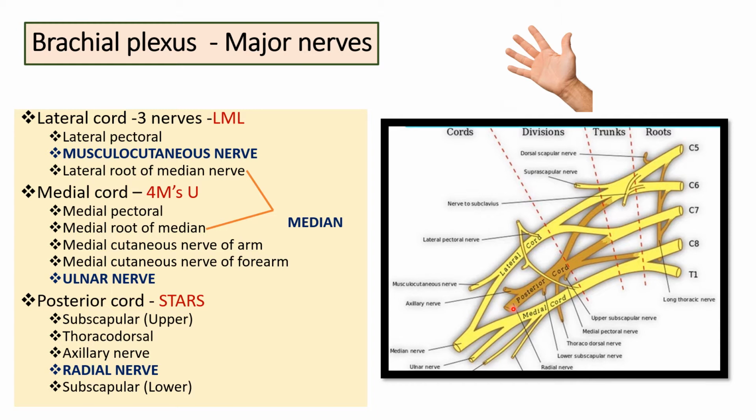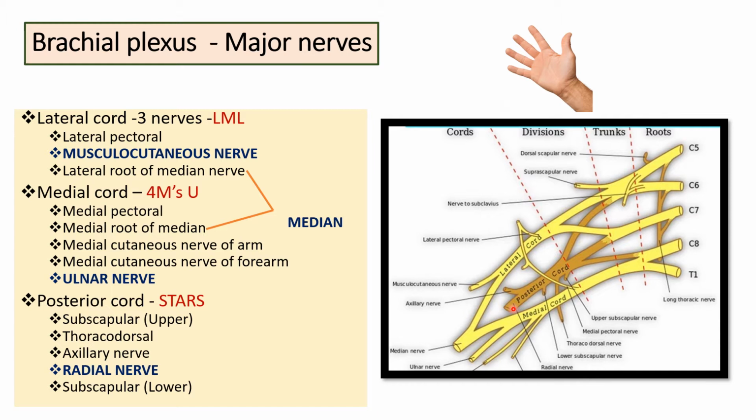Then you can go through the branches coming from each of the cords. Here I am not putting stress on the branches coming from the roots and then the trunks. Those things we are not going into the details at present. What we are focusing on is the major nerves, the major nerves and their pattern of distribution. So what are these major nerves that we have to go through now?